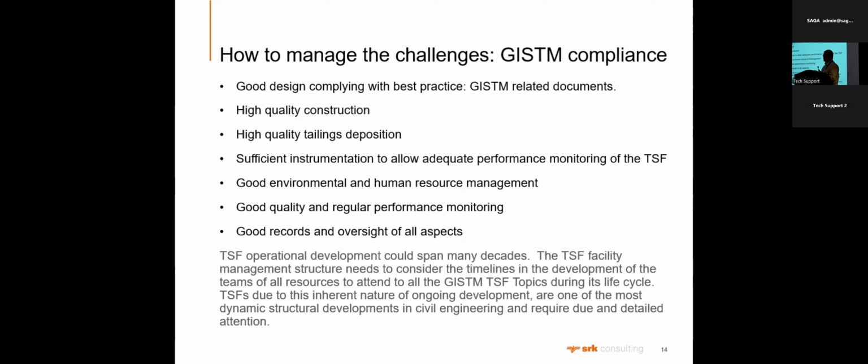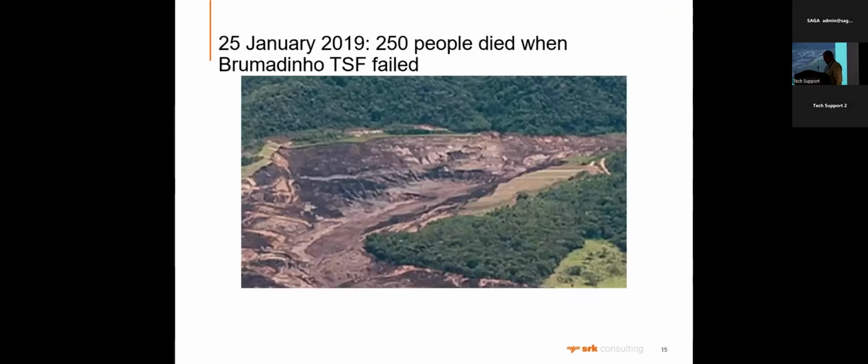The other thing which is special about tailings dams is that a tailings dam can operate for many decades. In some projects, it can be a 5-year project, but some of them can be 80 years or 100 years or so. So the people management and the systems that you put in place to manage this is quite important. And therefore, tailings dams, due to the inherent nature of how they are operated, are one of the most dynamic structural developments in civil engineering and require due and detailed attention. And if you get it wrong, then you kill people.